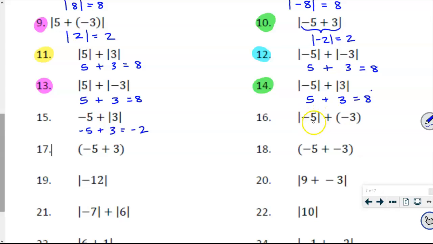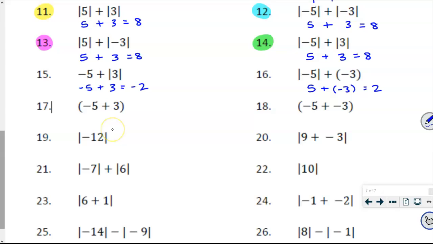Number 16. For the sake of time, let's just go over this one together. Absolute value of negative 5 is 5. Plus, is this absolute value? No, those are parentheses. So plus negative 3. 5 balloons plus 3 rocks is equal to 2 balloons, positive 2.